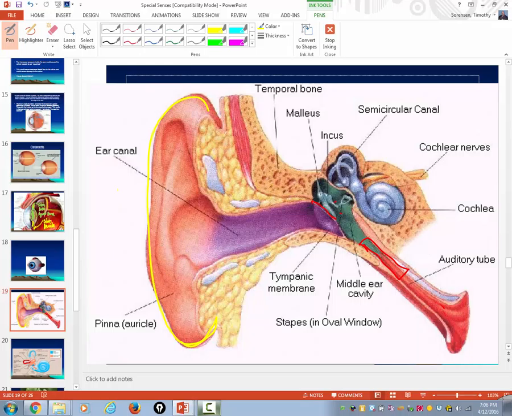All right, watch. You have the external ear, the auricle or pinna. The function of the external ear is to funnel sound waves into the external auditory canal, or external auditory meatus.